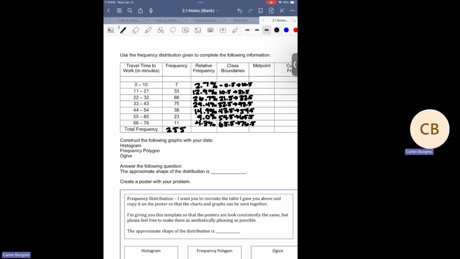While we're here, let's also talk about the class width.